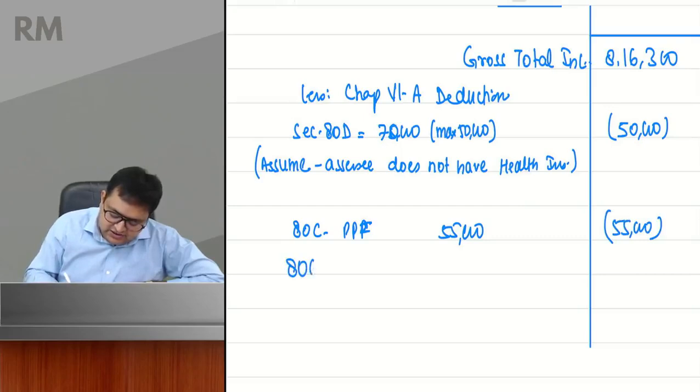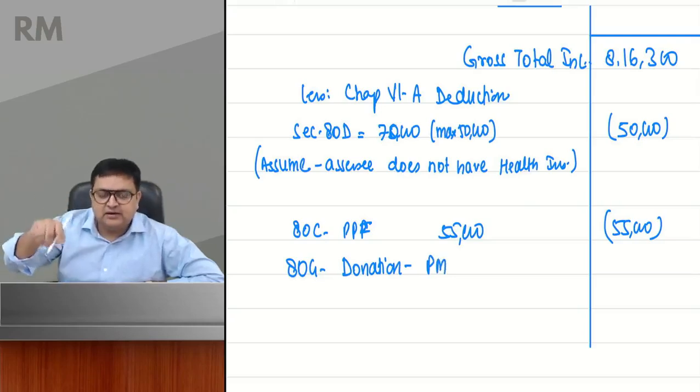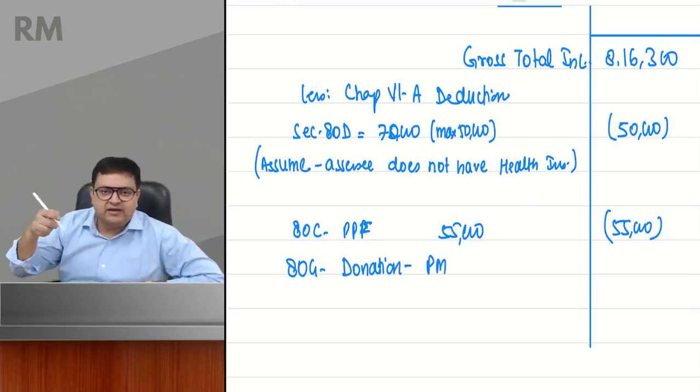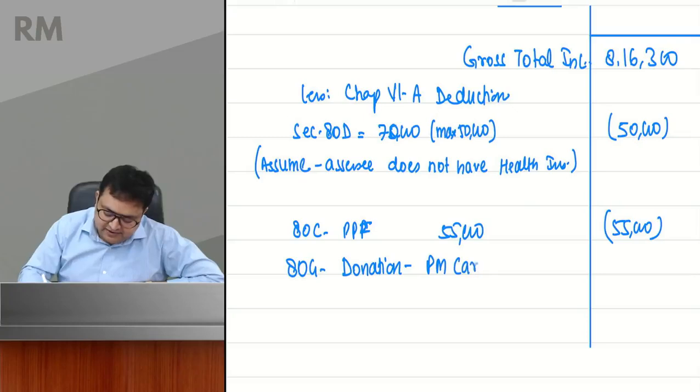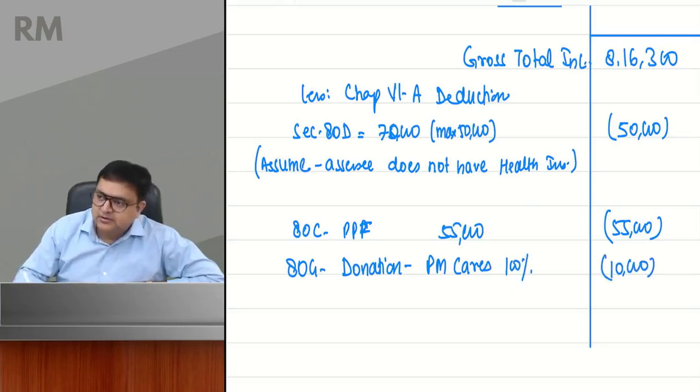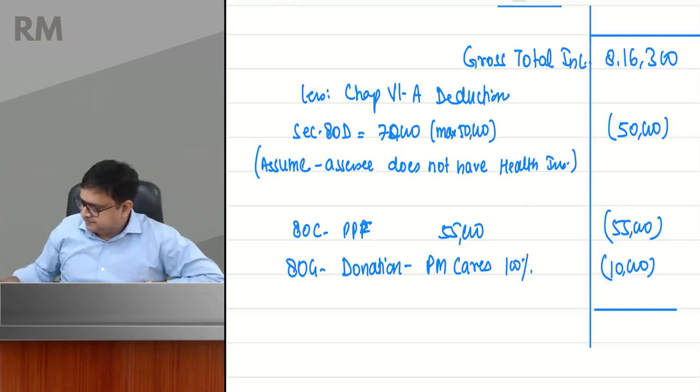And 80G, donation to PM Cares. Donation to PM Cares is actually category 1. We have done 4 categories: 100%, 50%, 100% with limit, 50% with limit. So it is PM Cares Fund. 100% we will get. So he is donating 10,000 rupees. So these are the deductions.